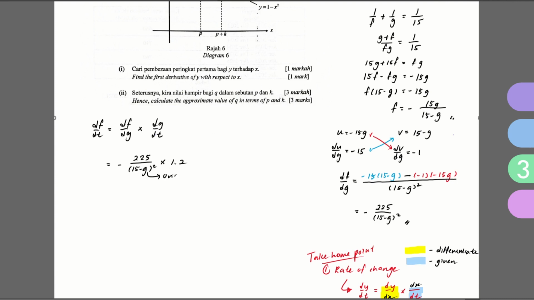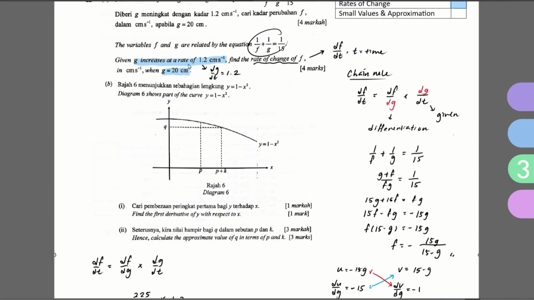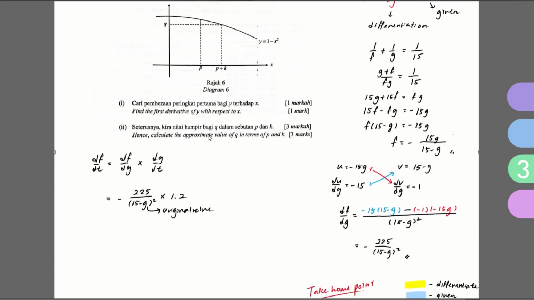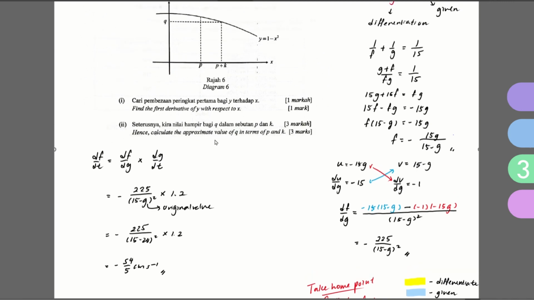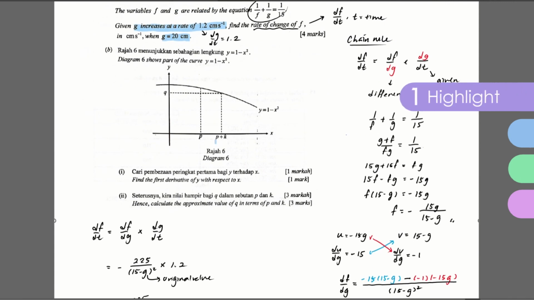So we always need to use the original value, which was highlighted just now, G equals 20 cm. So this answer means F is decreasing at 54 over 5 cm per second. And now let's move on to part B. So we can highlight these two important points.